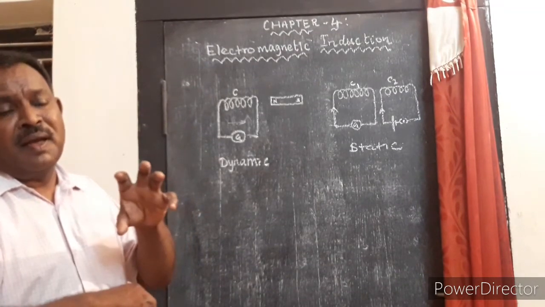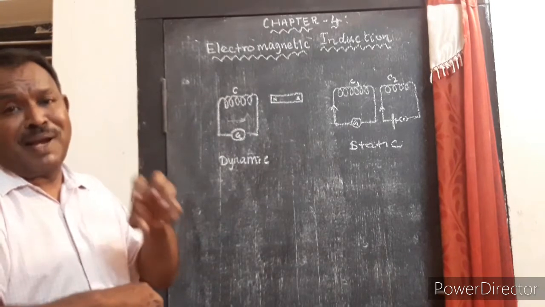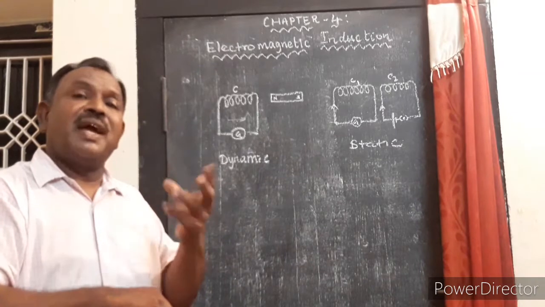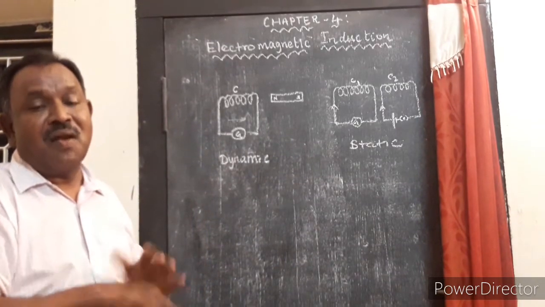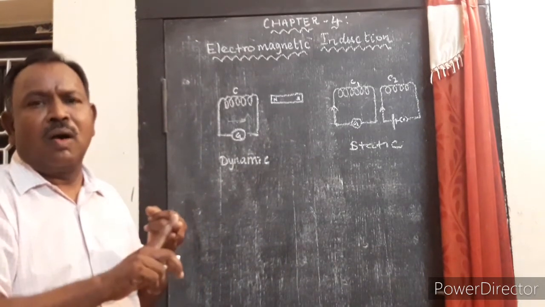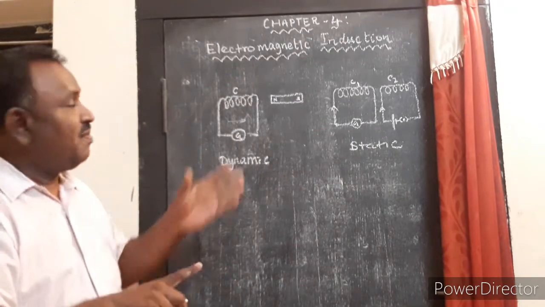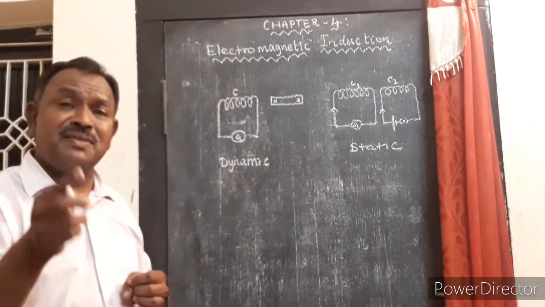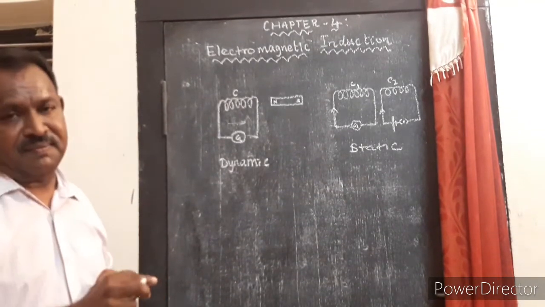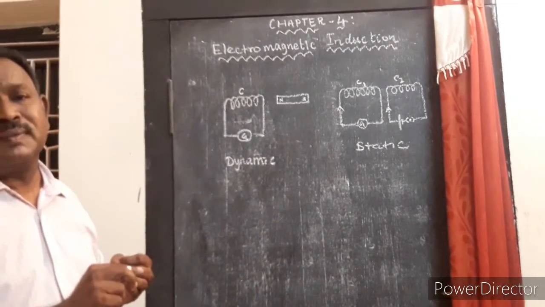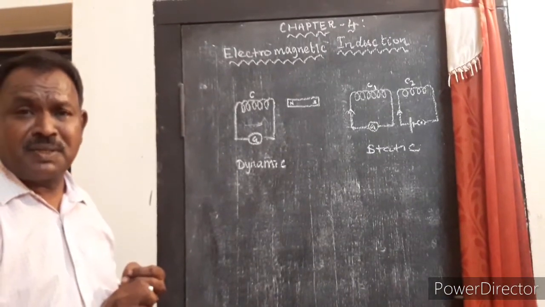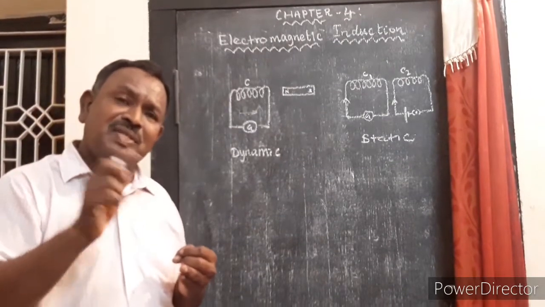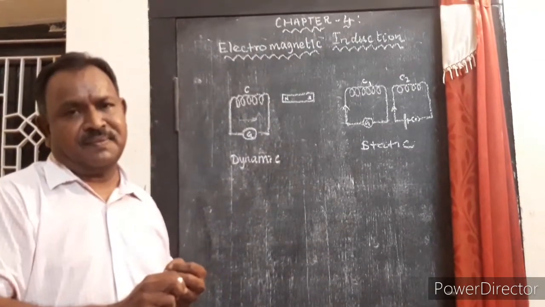So what are the Faraday's laws of electromagnetic induction? Faraday's laws of electromagnetic induction are the answer to 3 questions: when, how long, and how much. When does electromagnetic induction take place? Whenever there is change in the magnetic flux. How long does electromagnetic induction take place? As long as there is change in the magnetic flux.